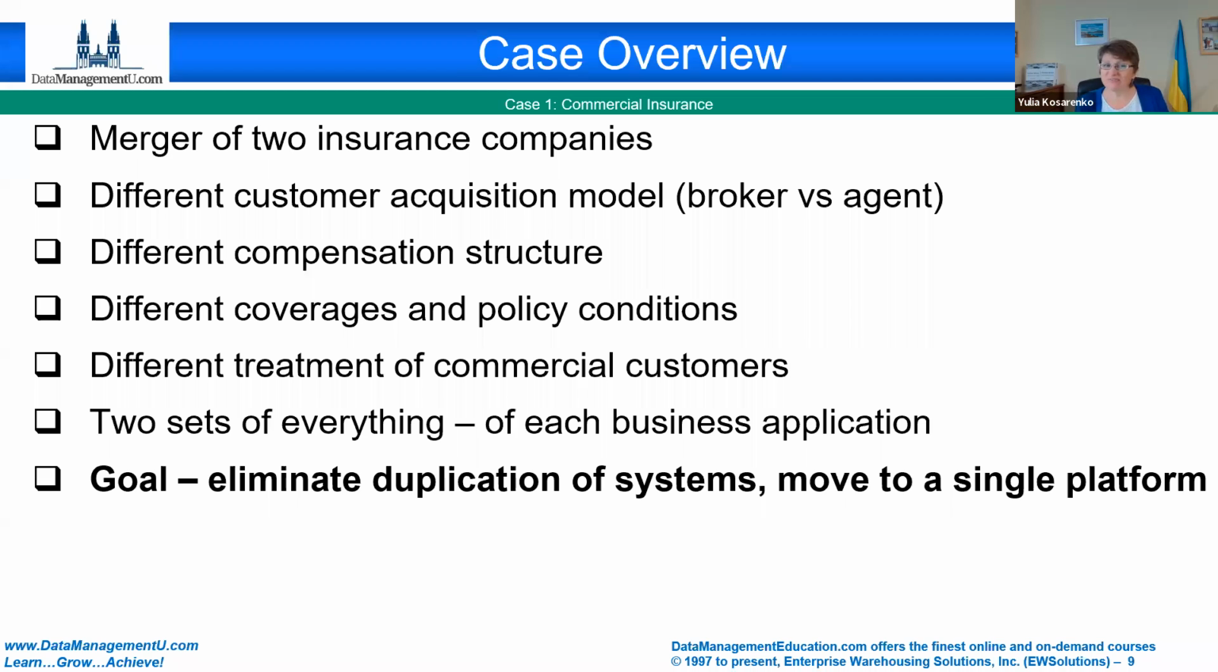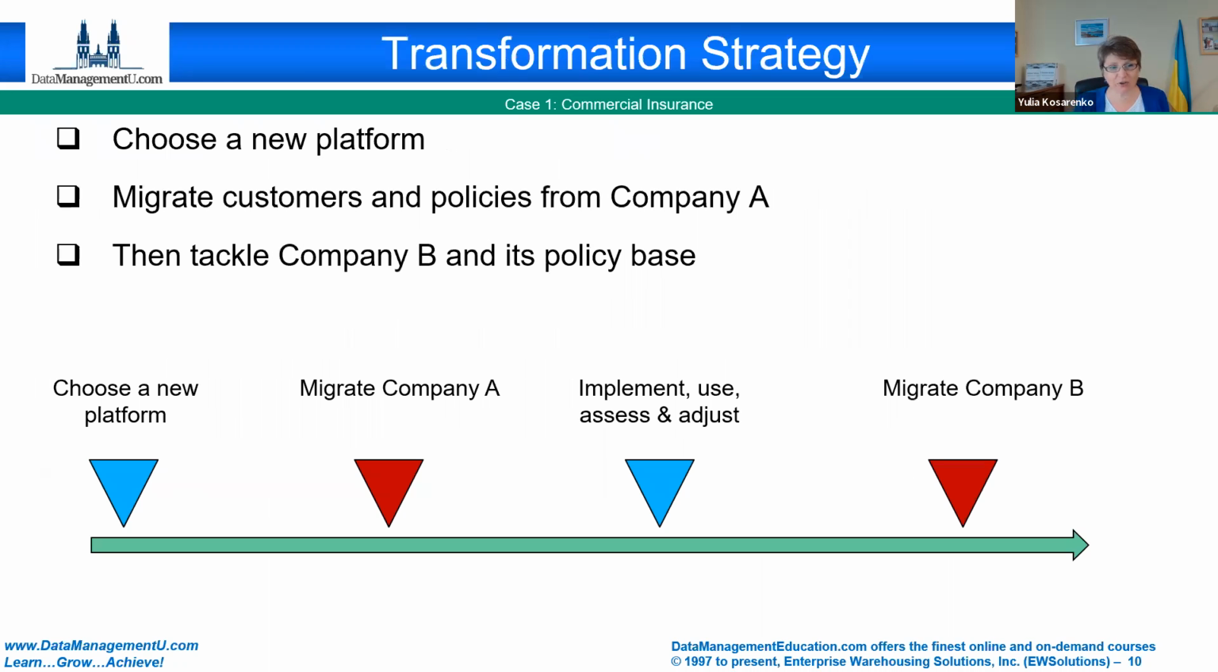For sure. So the first case, and this is just to recap, was two commercial insurance companies, different everything, different customer acquisition models, different treatment of customers. Imagine trying to plan how to bring those two companies onto the same digital platform. So of course, there was a certain transformation in place at first. After various deliberations, the idea was to choose a new platform, migrate customers and policies from company A first, choosing the simpler company because it's easier to do, then adjust, and then take the next company and move it to the new platform as well. So a bit of a waterfall approach to transformation: deal with the first company, then the second company.